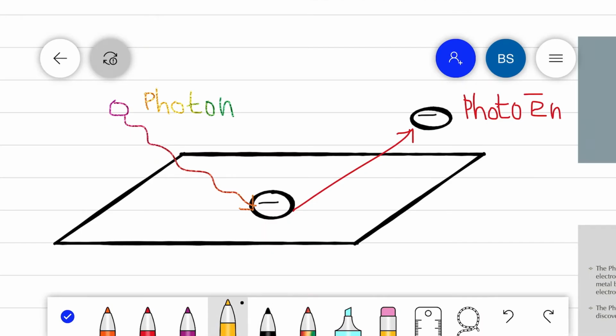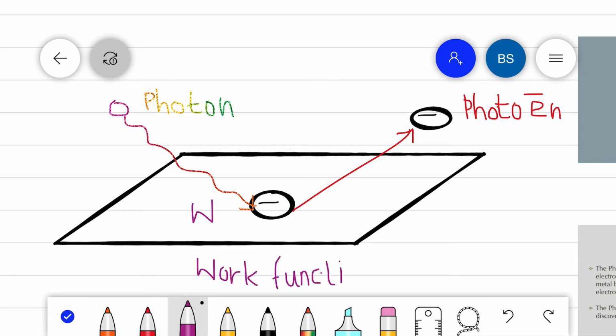Now, what happened to the energy of the photon? That is the energy that went in. Some of the energy is needed to free the electron, right? Since the electron was bound to the metal, some minimum amount of energy is necessary to free the electron, and it is called the work function. This work function differs for different metals. And the remaining energy of the photon must have gone into the kinetic energy of the photoelectron, which is freed now.